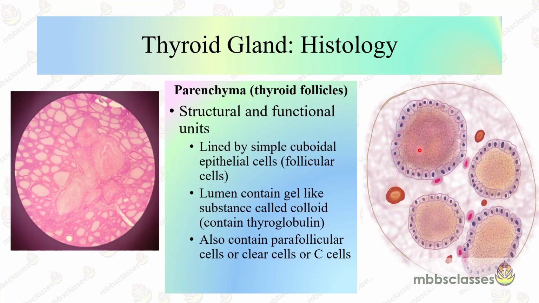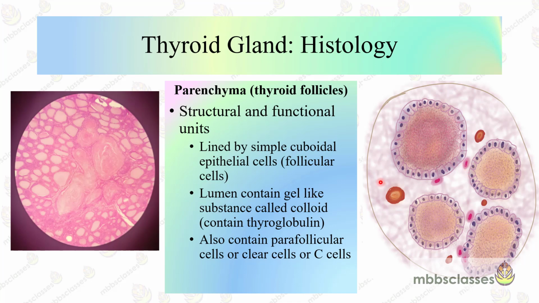The parenchyma mostly constitutes the thyroid follicles. These are the structural and functional unit of the thyroid gland. They are lined by simple cuboidal epithelial cells, called the follicular cells. And the lumen of the follicles contains a gel-like substance called the colloid, that contains thyroglobulin, and that is secreted by these cuboidal cells of the follicles. Thyroid also contains the parafollicular cells, also called clear cells or C cells, that are responsible for release of calcitonin.